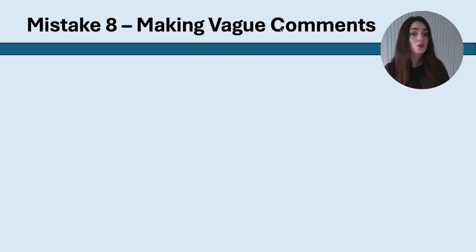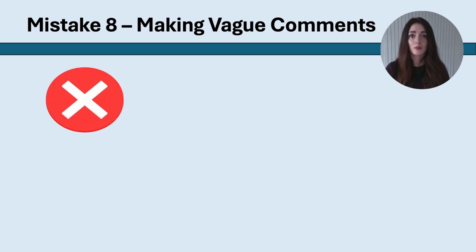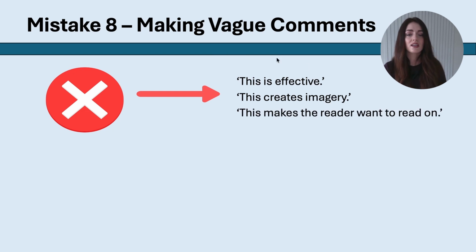Now, the final mistake I want to talk about is making vague comments. And honestly, this is something examiners see all the time, and teachers. Students write things like, "This makes the reader want to read on." Please never use that sentence. They'll also say things like, "This is effective," and "This creates imagery." Now, the problem is these comments are just too general.